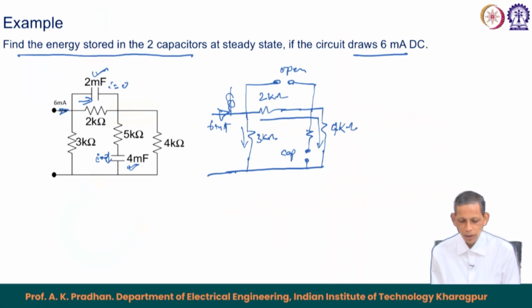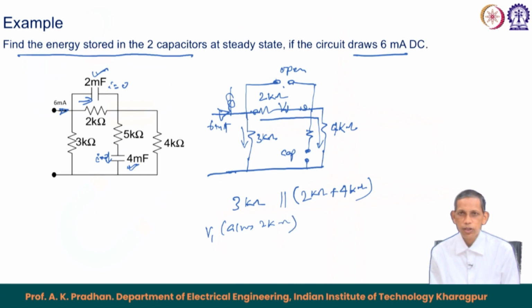So, this 3 kilo ohm in parallel with 2 kilo ohm plus 4 kilo ohm. These are the 2 parallel paths. Now, across the 2 kilo ohm, whatever voltage is there, let us say this is V1. This V1 is nothing but the voltage across the 2 millifarad capacitor. So, how much is this V1 across 2 kilo ohm? That becomes equal to the current through this path into the corresponding resistance.